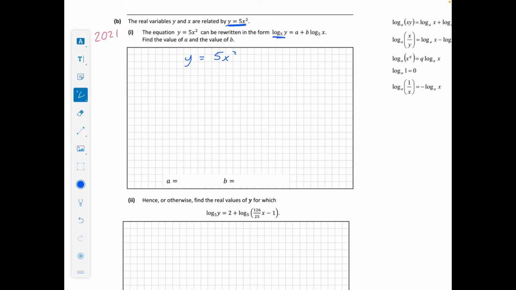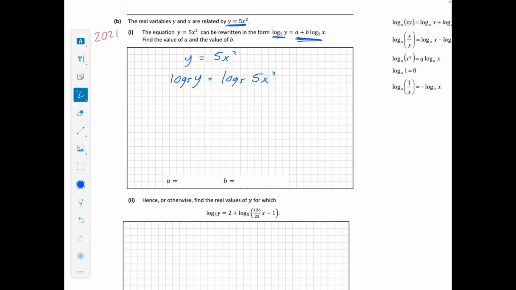So we have y is equal to 5x squared. As long as I do it to both sides, there's absolutely no problem with it. We need to introduce log to base 5 into this equation, so we're going to do that to both sides. So we have log to base 5 of y is equal to log to base 5 of 5x squared. There's absolutely nothing wrong with that. We've put log to base 5 at both sides, so we haven't changed the equation.